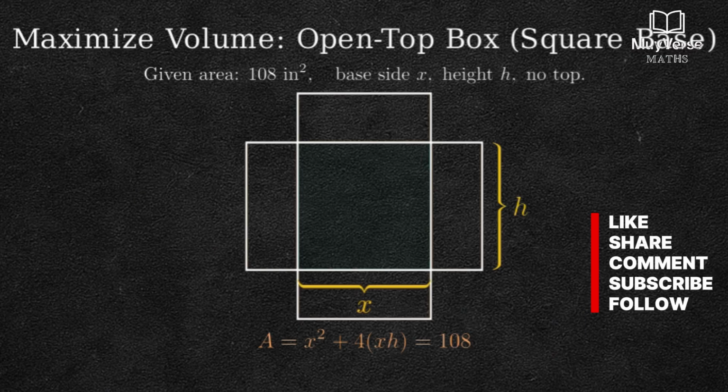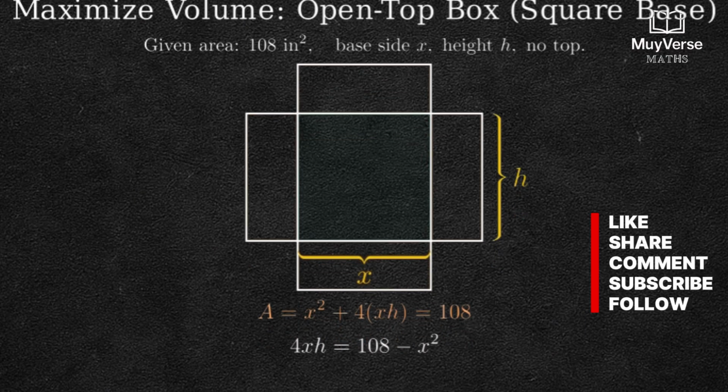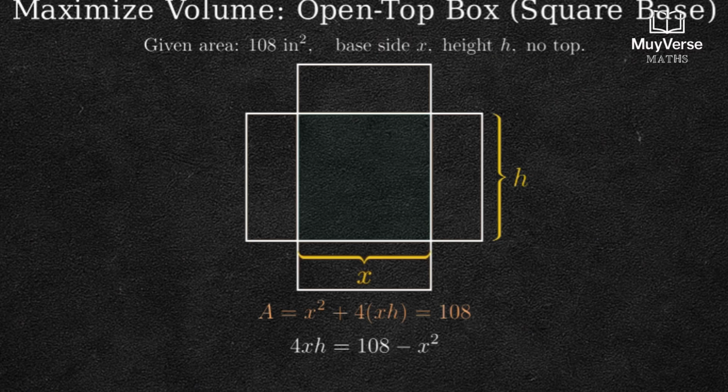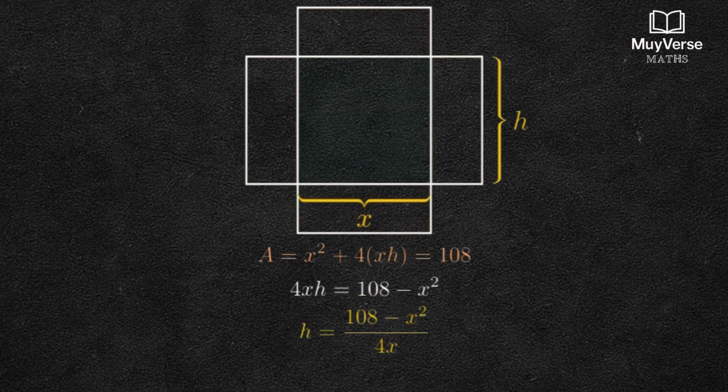Solve the constraint for h. 4xh equals 108 minus x squared. So h equals (108 minus x squared) over 4x. This single formula ties height to x and will let us write volume as a function of x only.